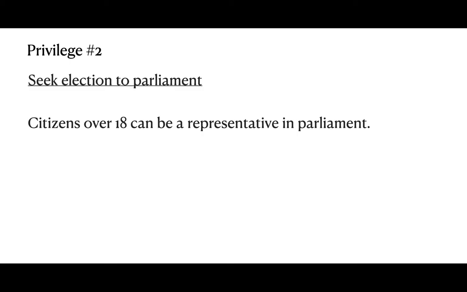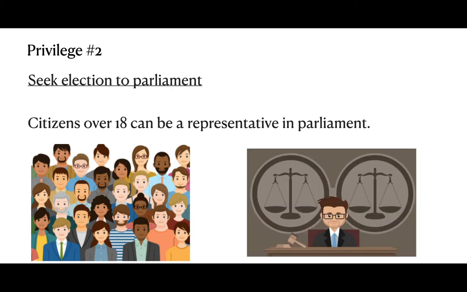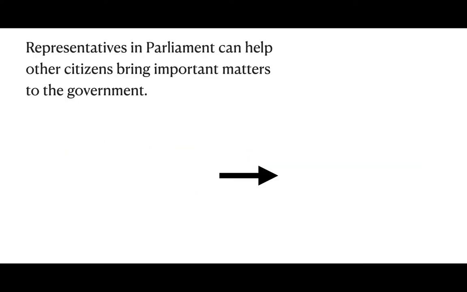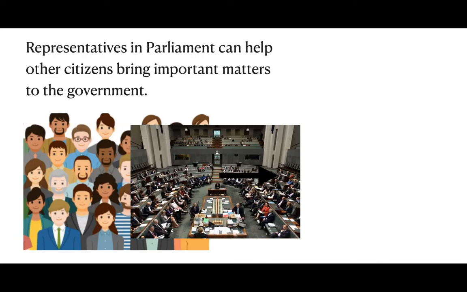Privilege number 2. Australians can seek election to Parliament. That is the second privilege. Citizens over 18 can be a representative in Parliament. Representatives in Parliament can help other citizens bring important matters to the government.